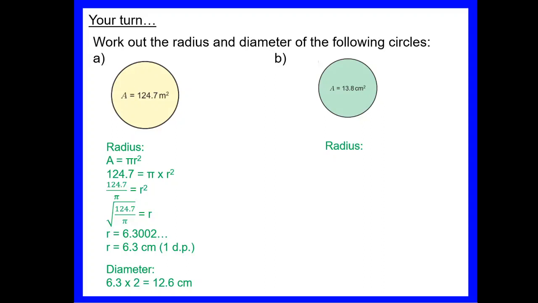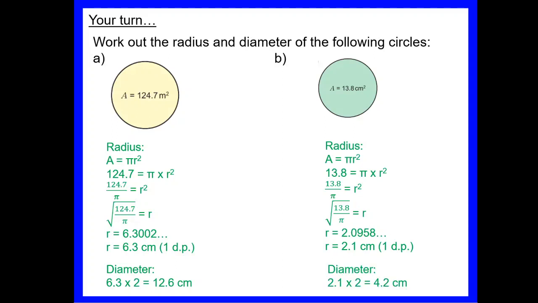For B then, again, start by finding the radius. So start with the formula, substitute the area, divide by pi, square root. That will give us a radius of 2.0958, etc. Rounded to 2.1 centimeters. The diameter, we're going to multiply our calculator display by 2 and rounded again to 1 decimal place gives us 4.2 centimeters.